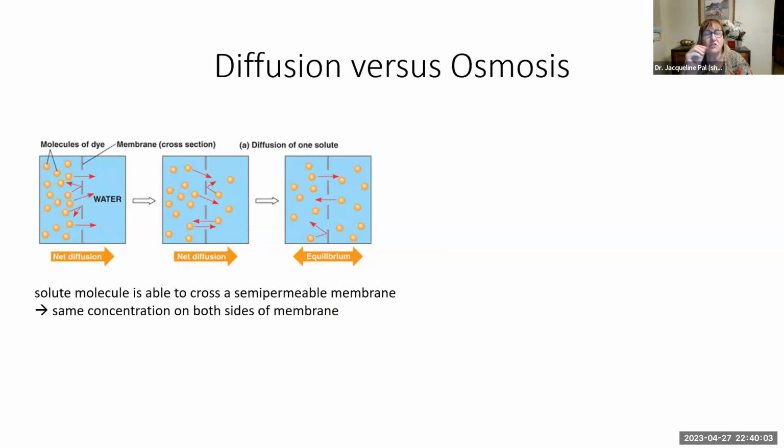And then let's just make sure you understand the difference between diffusion and osmosis. In diffusion, we're talking about a solute, a molecule crossing a semi-permeable membrane, and eventually at equilibrium, you would have the same concentration on both sides of that.